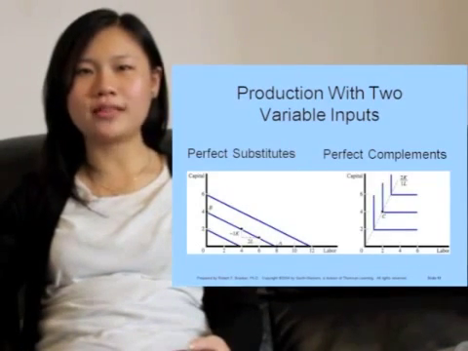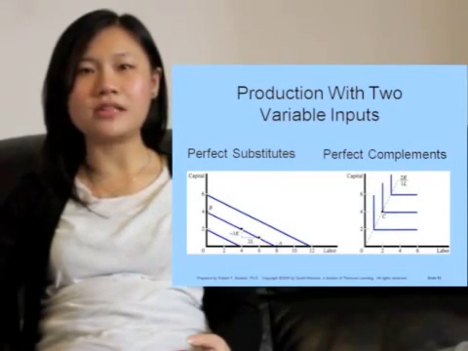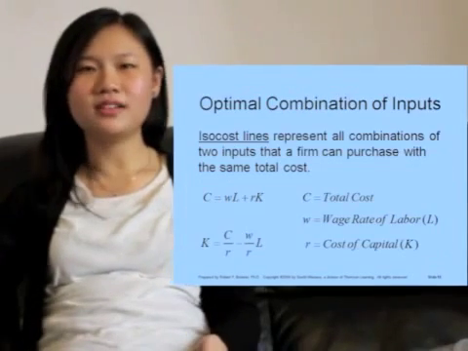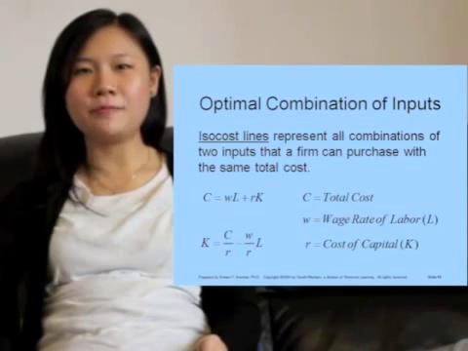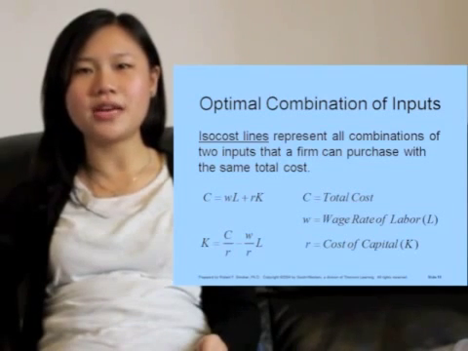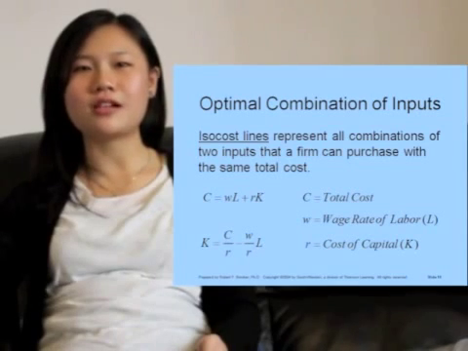When an isoquant is a straight line, the inputs are perfect substitutes, while for the right-angled isoquants in the right panel, labor and capital are perfect complements. To determine the optimal input combination, we can use isoquant and isocost. Isocost line represents various combinations of two inputs that a firm can purchase with the same total cost.